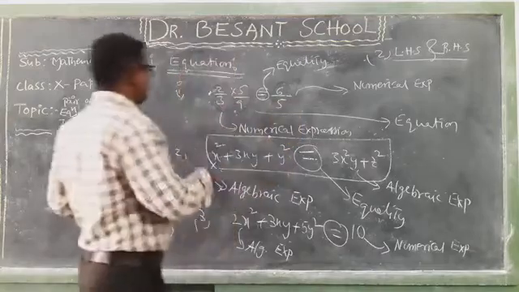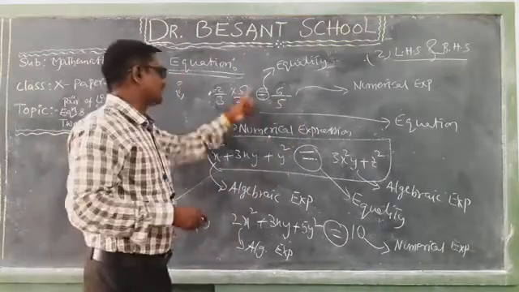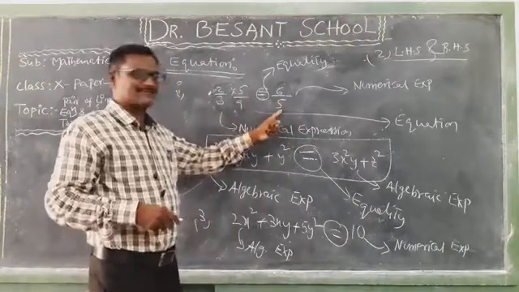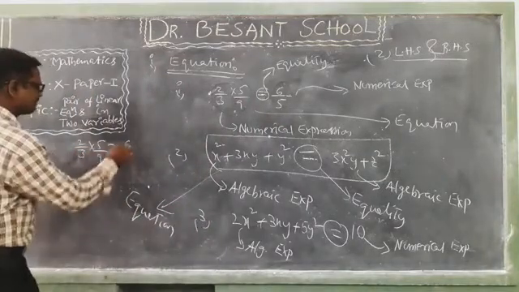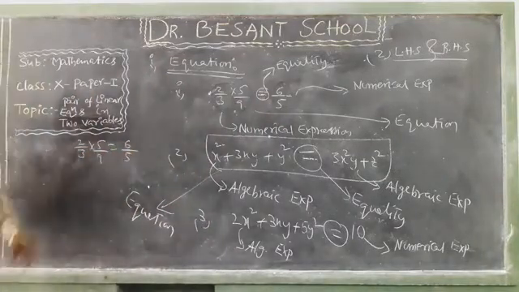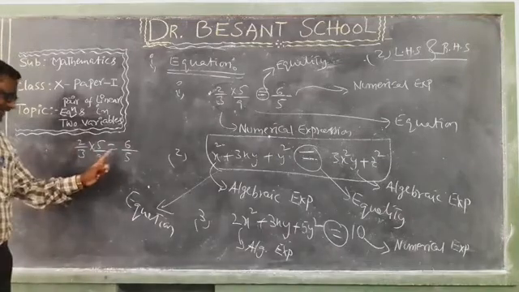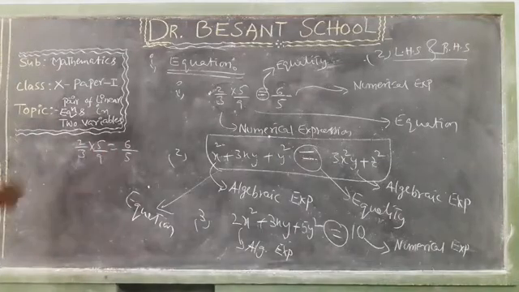Come to this one. Observe. 2/3 × 5/9 = 6/5. It is an equation. Why? Because these two numerical expressions are combined with the connectivity equality. So it is called an equation.